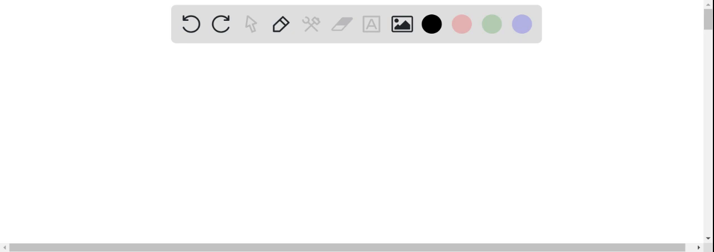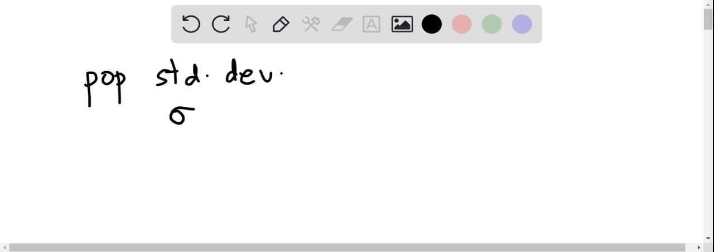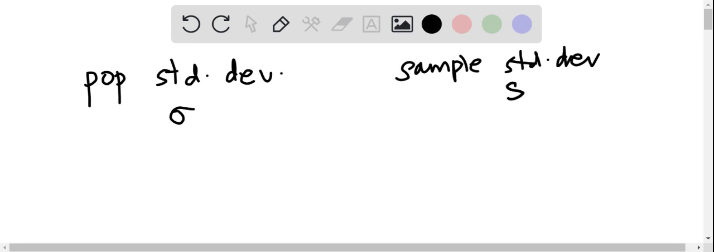So in this question, we are asked to describe the difference between the calculation of the population standard deviation, which is sigma, and the sample standard deviation, S. So let's go ahead and write out the formulas for the population and the sample standard deviation.